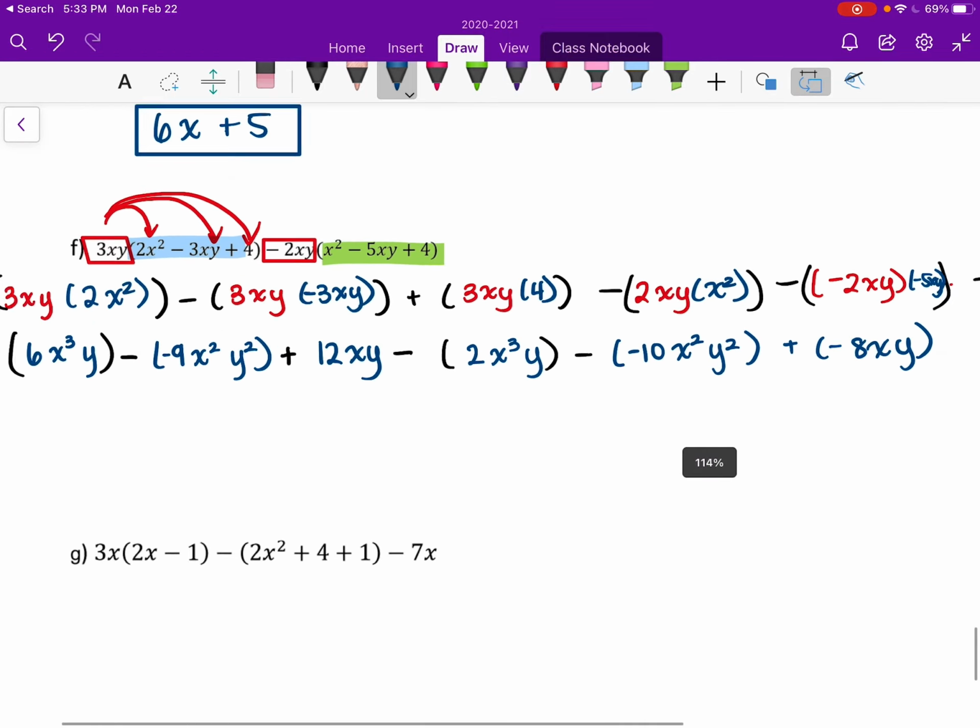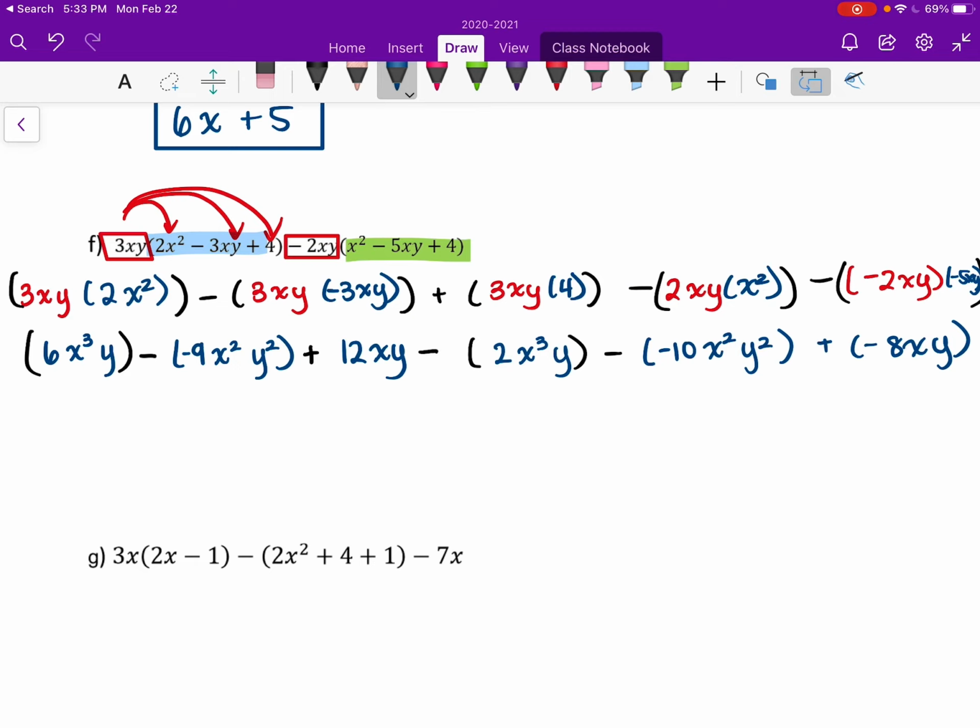Right? So let's just go get rid of these brackets. So we're going to be left with 6x cubed y, a negative and a negative turn into a positive. So this becomes positive 9x squared y squared. Right?